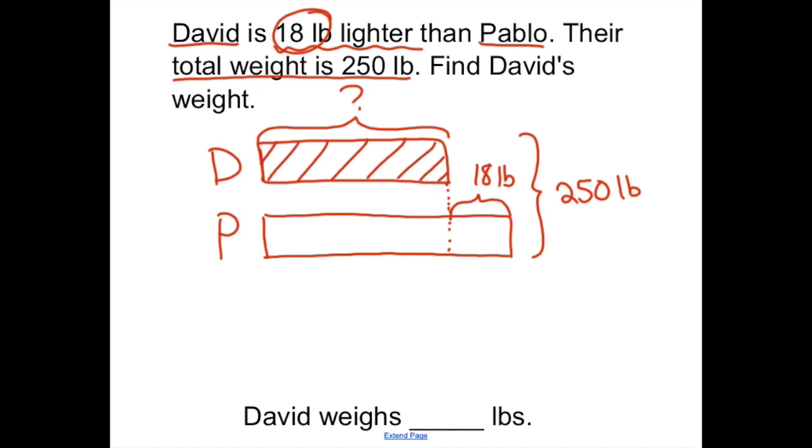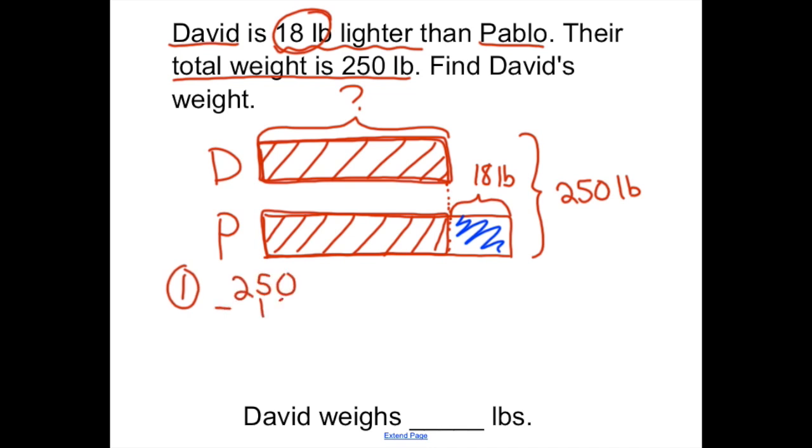Now if I take a look at this, I can see that if I take 18 away, if I take this part away, I will end up with 2 equal bars. This part of Pablo's bar is the same as this part of David's bar. So I first have to take 250 and subtract 18 pounds. I end up with 232. Now 232 are my 2 equal parts.